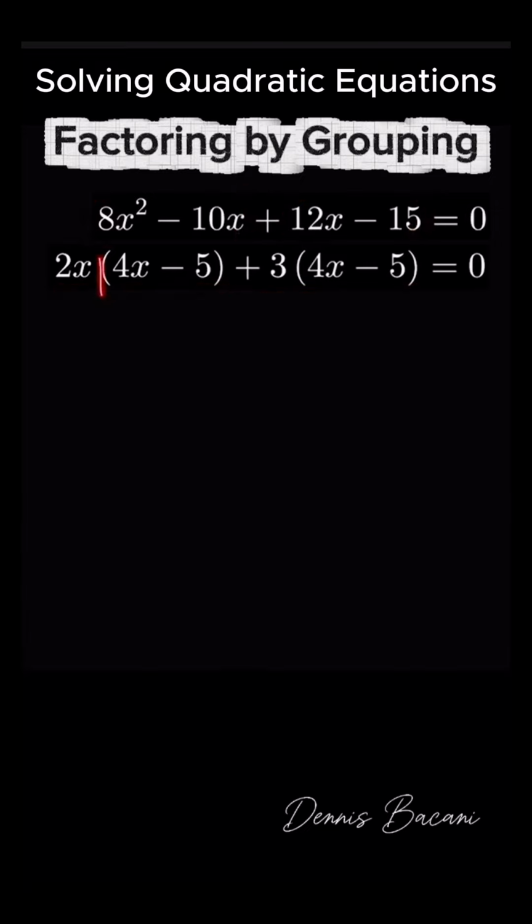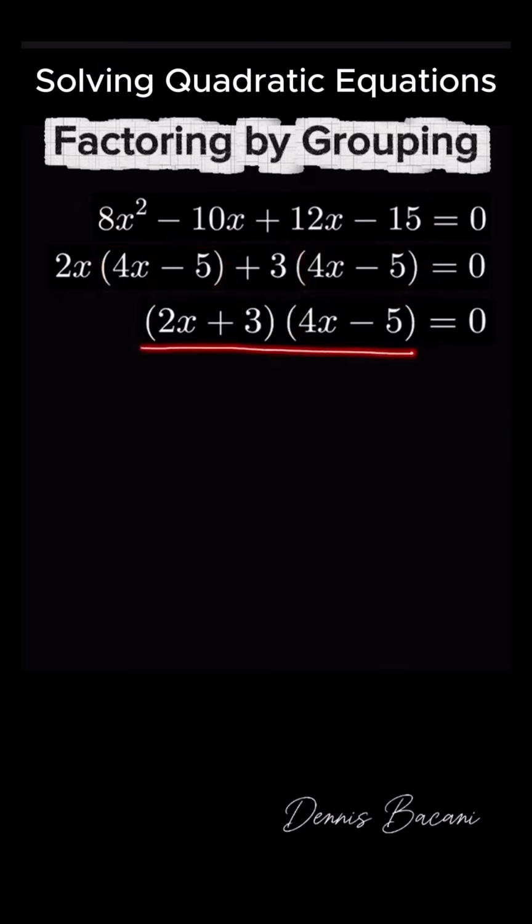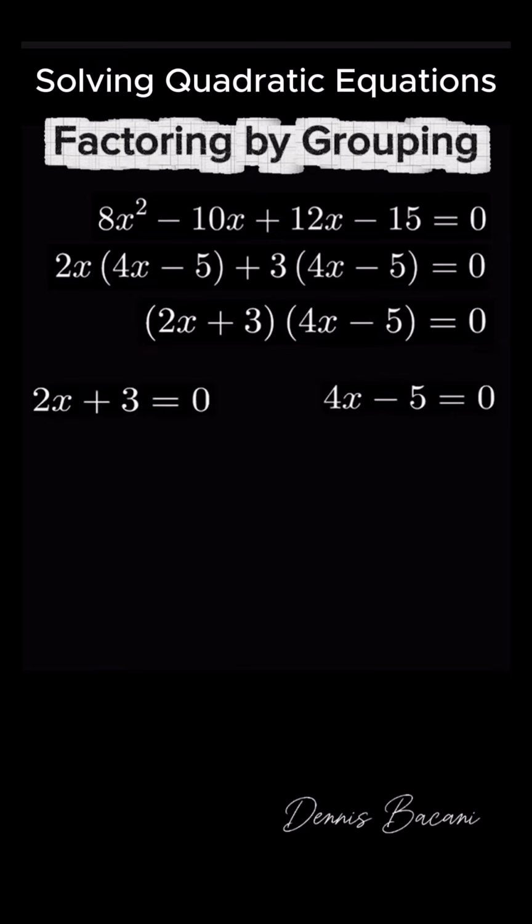Now we see a common factor which is equal to 4x minus 5. So factoring this common factor, we'll get here the factorization of our trinomial, which is the quantity 2x plus 3 times the quantity 4x minus 5. So the product is equal to 0 if one of the factors is equal to 0. So this implies that either 2x plus 3 is equal to 0 or 4x minus 5 equals 0.